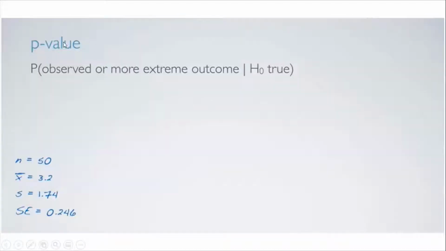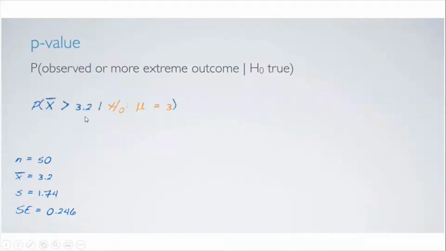Okay, now let's look at how we use the p-value to make this kind of claim. So basically, what is the p-value? The p-value is basically the probability of getting our result if the null hypothesis is true. Okay, it is a conditional probability.